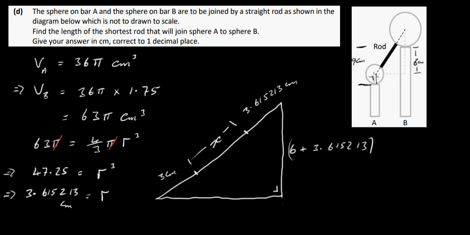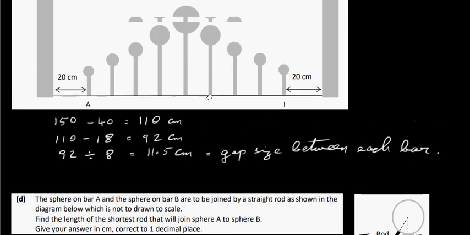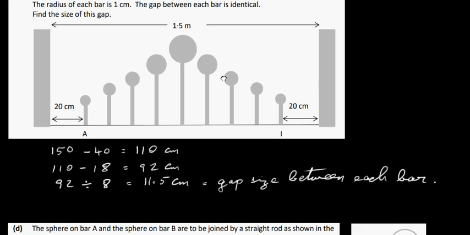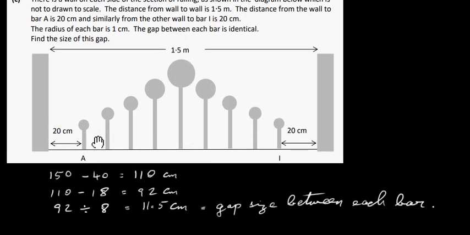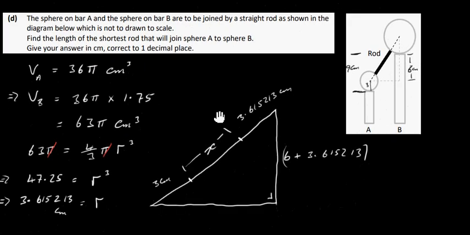Now what about this distance across here? Well, we know the gap here, I think we worked that out at the very beginning. Oh no, we worked it out in part C here, I think. If we go back up here to part C, we worked out the gap. The gap between each bar here is 11.5 centimeters. So the gap in the white space here, from the right edge of this to the left edge of this cylinder here, is 11.5 centimeters.